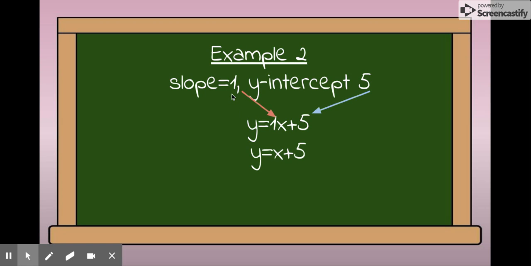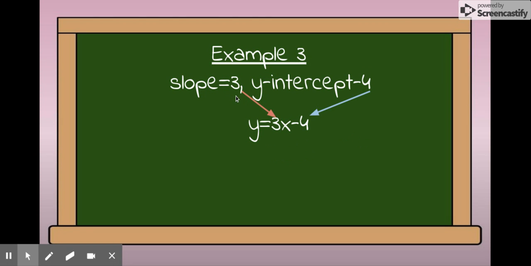In this example, the slope is 1 and the y-intercept is 5. So you write y equals, and you bring down your slope, 1x plus 5. And then we should simplify it because when you have 1x, that becomes x. So y equals x plus 5.